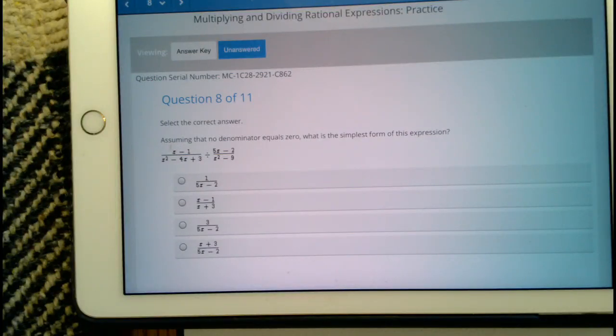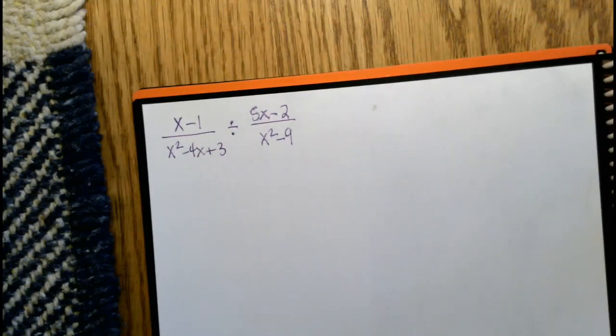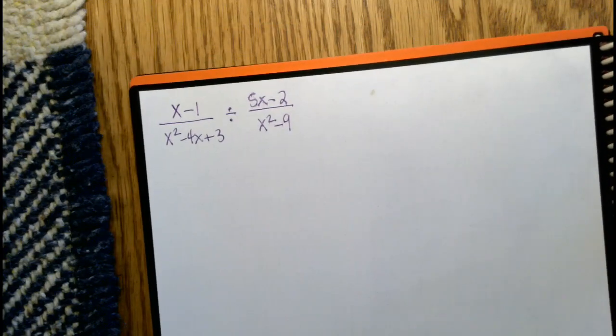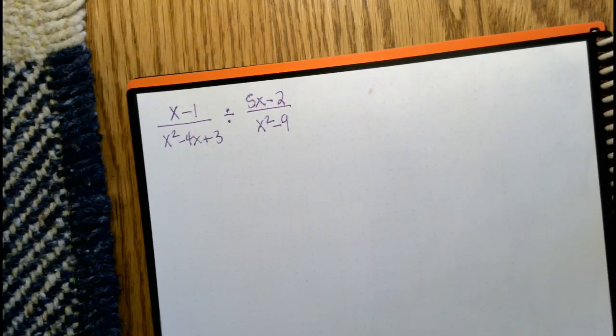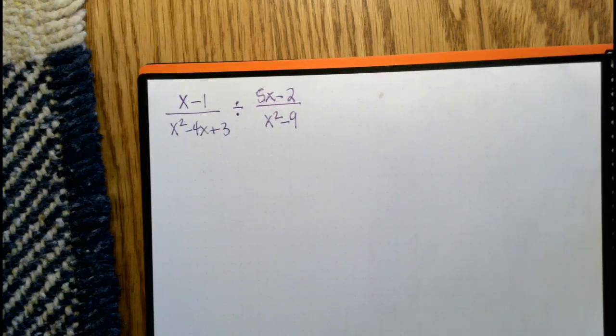Assuming that no denominator equals 0, what is the simplest form of this expression? So I'm copying down this problem, putting it over here on my paper, and we're going to work it out. My iPad will probably turn off before we get to the answer, but as we take a look at this, yet again, want to remind you that when dividing, don't ask why, flip the second one and multiply.